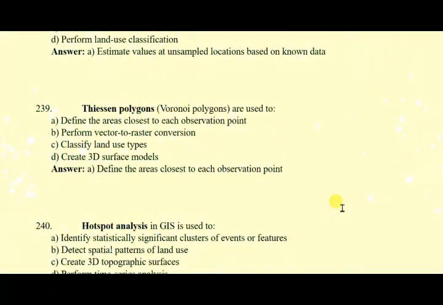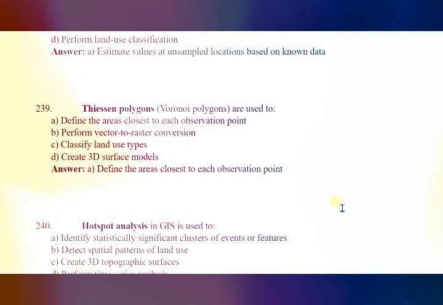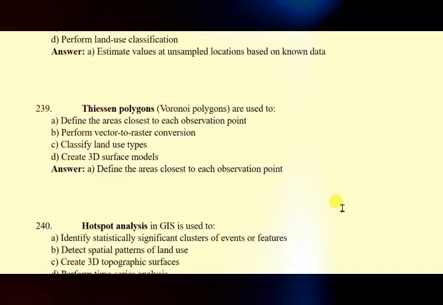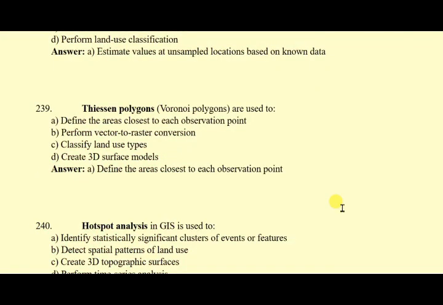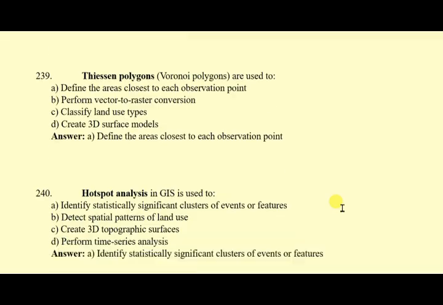Question 239. Thiessen polygons, Voronoi polygons, are used to define the areas closest to each observation point, perform vector to raster conversion, classify land use types, create 3D surface models. Here the correct answer will be define the areas closest to each observation point.